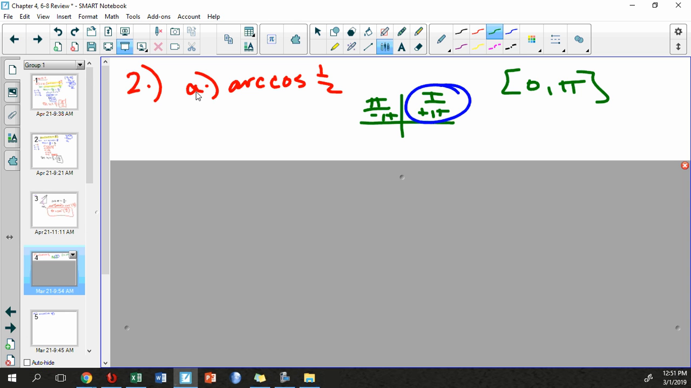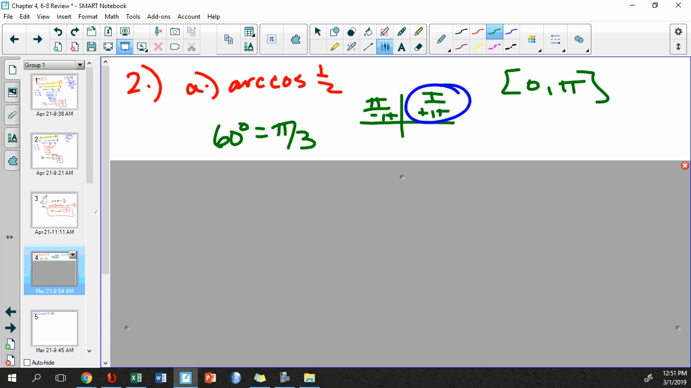So the question you ask yourself is, what angle between 0 and pi, particularly 0 and pi over 2, has a cosine of 1/2? What angle has a cosine of 1/2? Hands of the clock. 0, 1, 2, 3 is cosine. 0, 1, 2, 3. So it has to be 60 degrees, which is the same thing as pi over 3. Do we understand that?